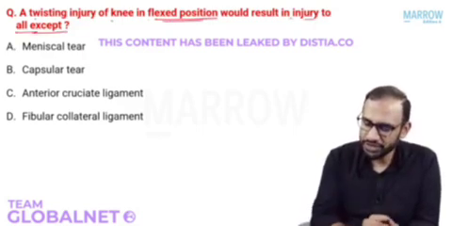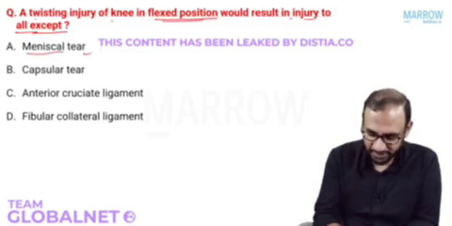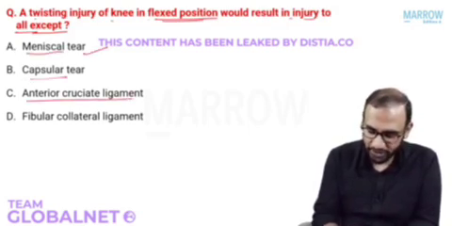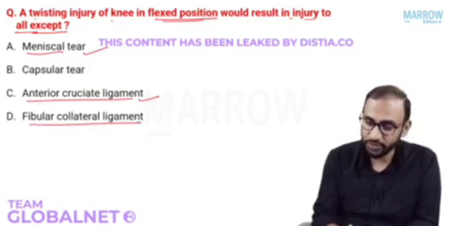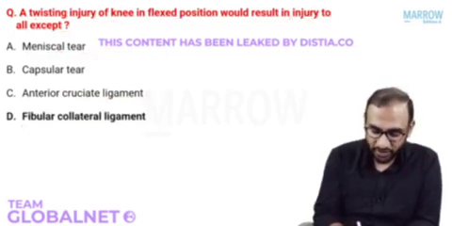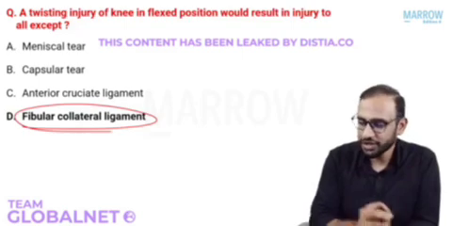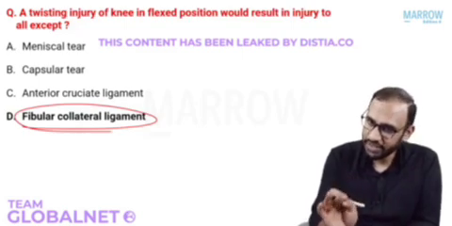Twisting injury to the knee will injure all of the following except: meniscal tear, yes. Capsular tear, possibly. Anterior cruciate ligament, yes. Fibular collateral ligament, no, not lateral collateral ligament. It will not injure the lateral collateral ligament. So O'Donoghue's terrible triad, what are the structures injured? ACL, medial meniscus and MCL.